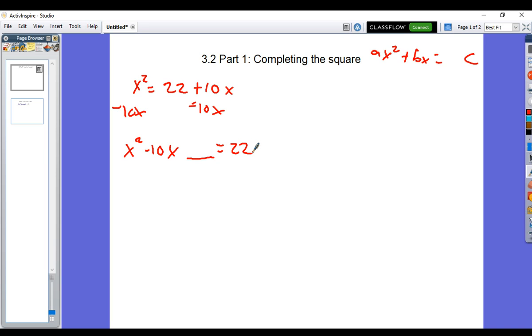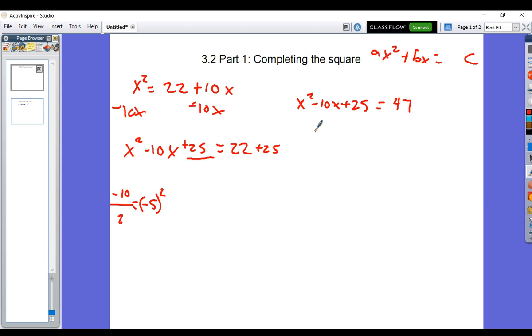So this is where the completing the square part happens. We're going to take that middle term, that negative 10. We're going to half that and take half of that. We end up getting negative 5. And then that negative 5, we're going to square it. We get positive 25. And that's what we're going to add to both sides, plus 25. In doing so, we're left with the equation x squared minus 10x plus 25 equals 47.